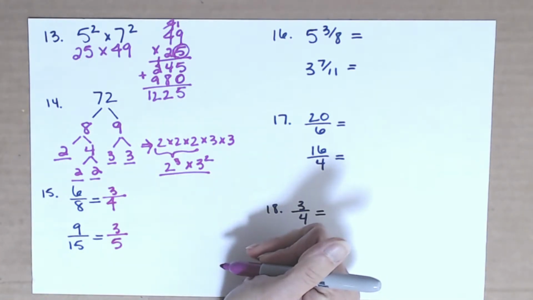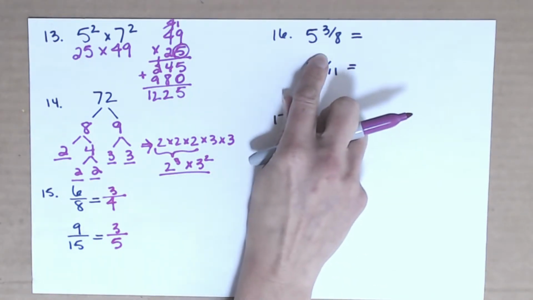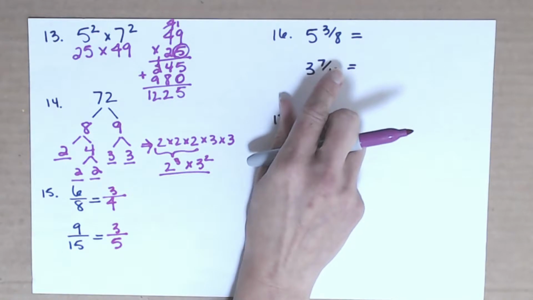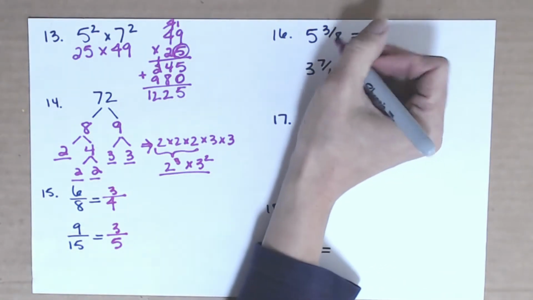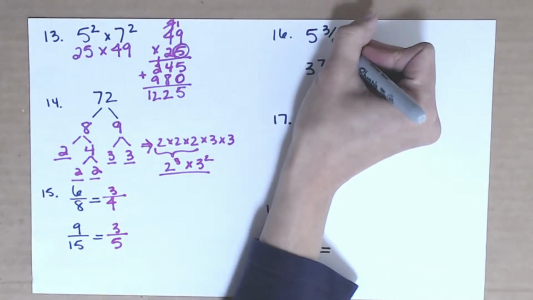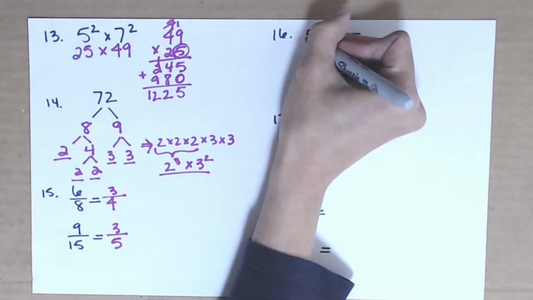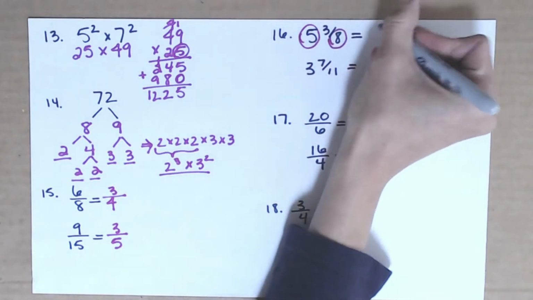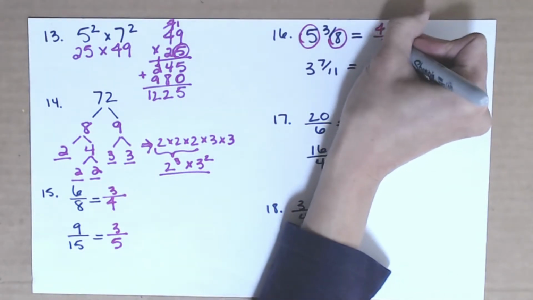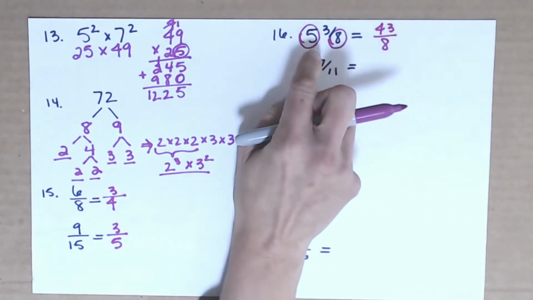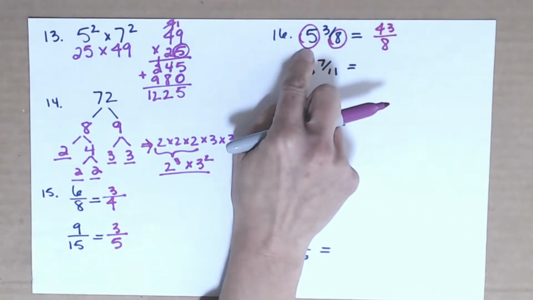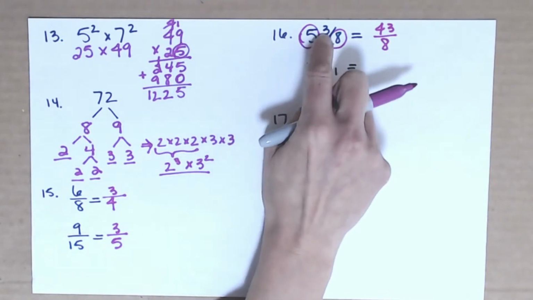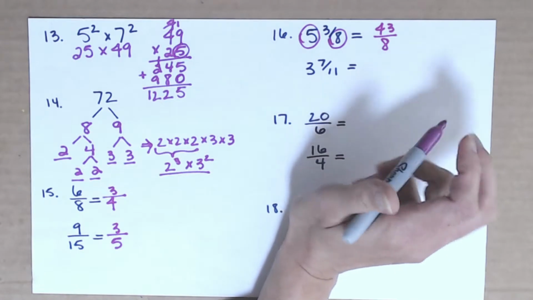Number 16 says to express each of the following as an improper fraction. So we start with a mixed number, and we want to make it improper. We did learn a shortcut to this. We learned that we can take this denominator times the whole number. 8 times 5 is 40, and then add the numerator. And we get 43/8. And this makes sense because each of these whole numbers is 8/8. So 5 times 8/8 would be 40, plus the 3/8 would be 43/8.